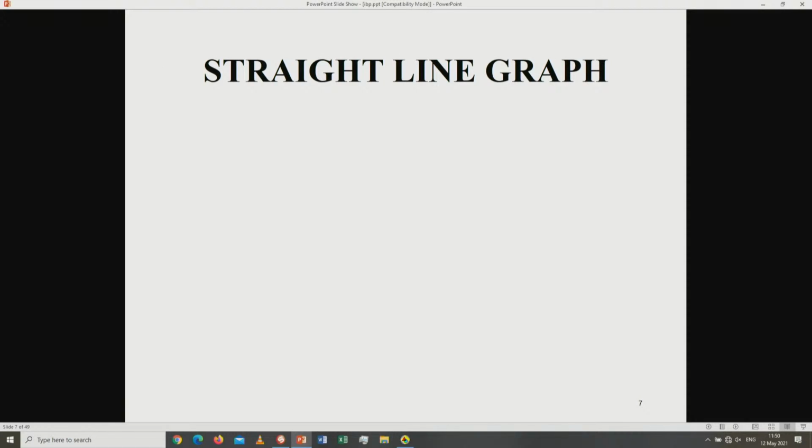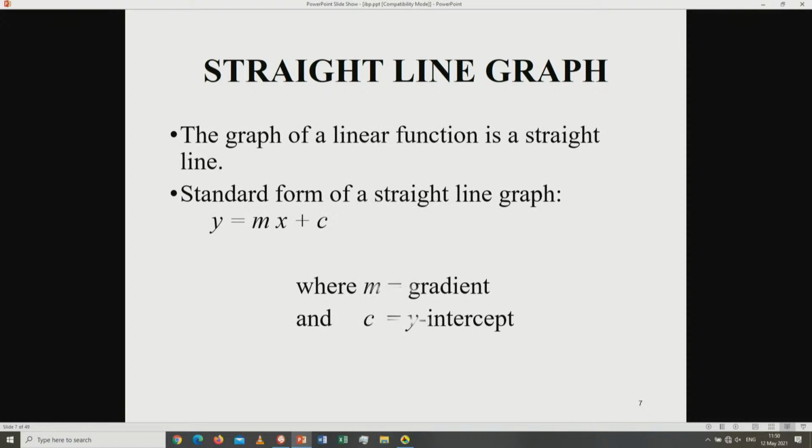Very important, the straight line. You did a straight line in grade 9. Y is equals to x. You did that. Let's talk about the straight line. Okay, the graph of a linear function is also a straight line. When we talk of a linear function, we can also call it a straight line. Right, the standard form of a straight line is given by y is equals to mx plus c.